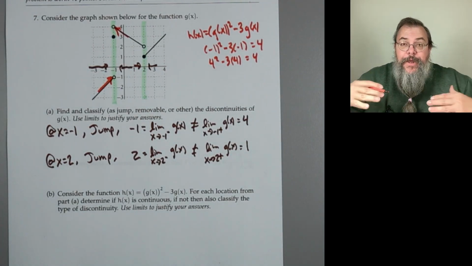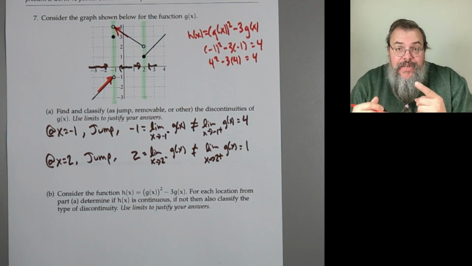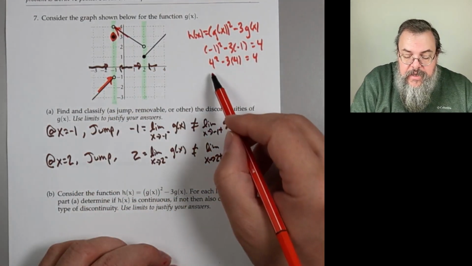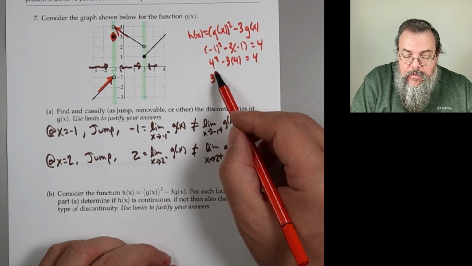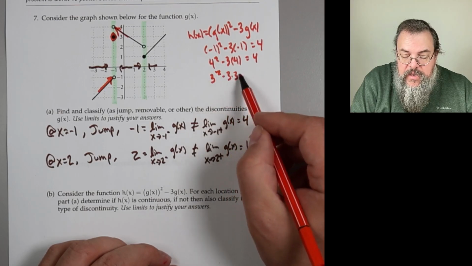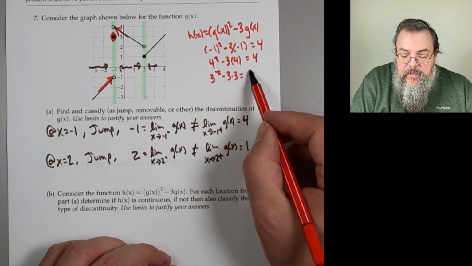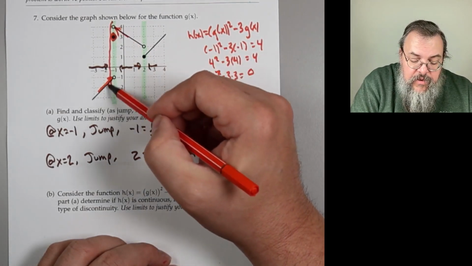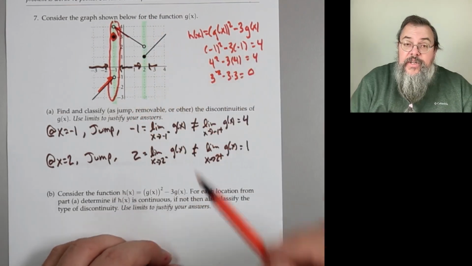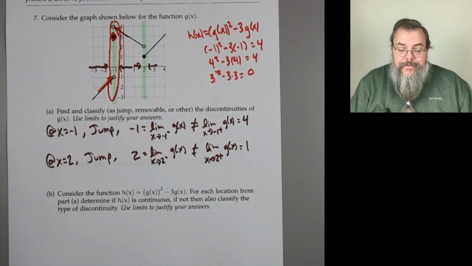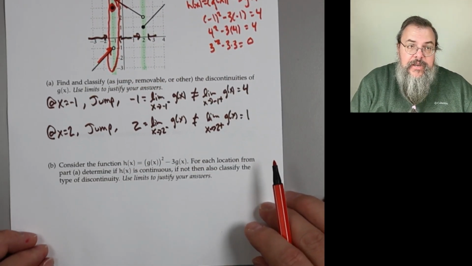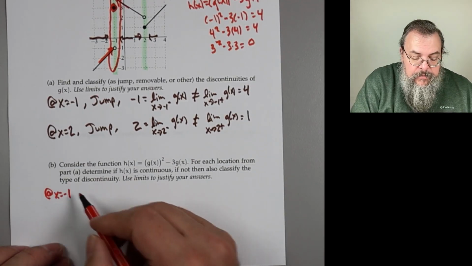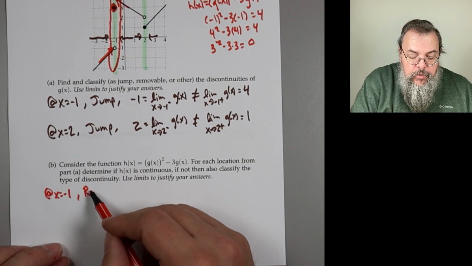So that means there's no longer a jump, but is there a discontinuity? Well, when you plug in, what do you get? You're going to get 3 squared minus 3 times 3. That's 9 minus 9, which is 0. That doesn't match up. So this right here is going to change. What do we now have? The key here is that at x equals negative 1, it's become removable.